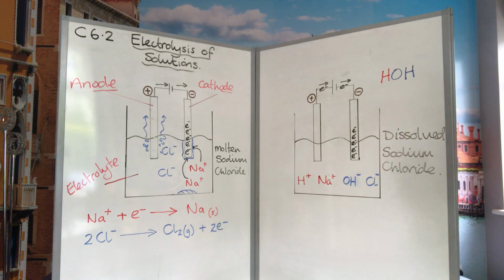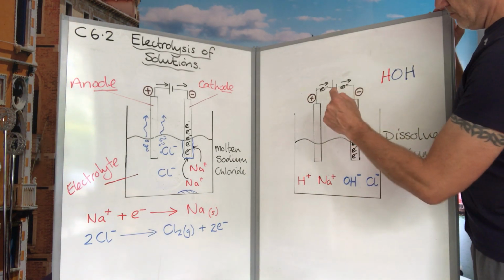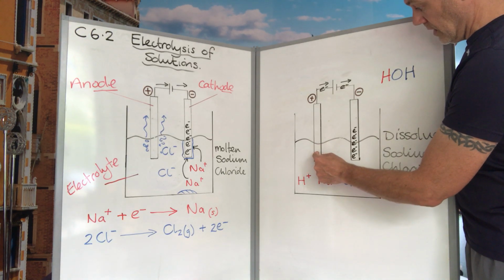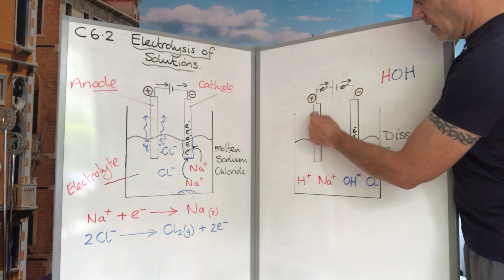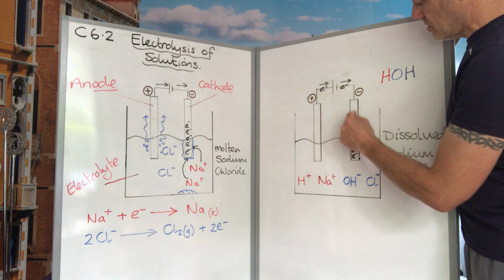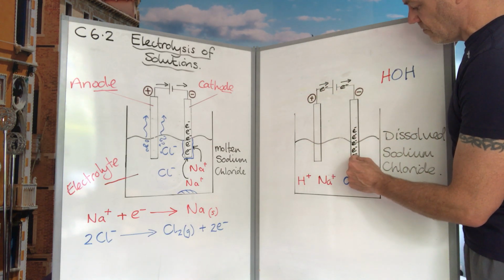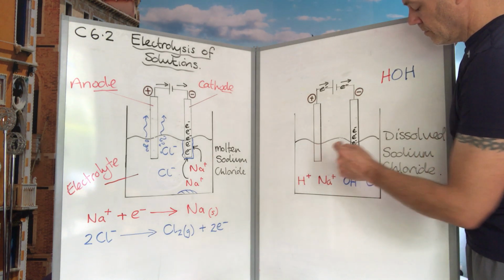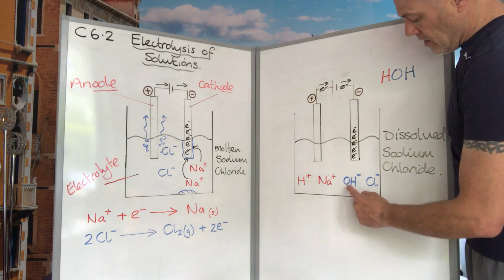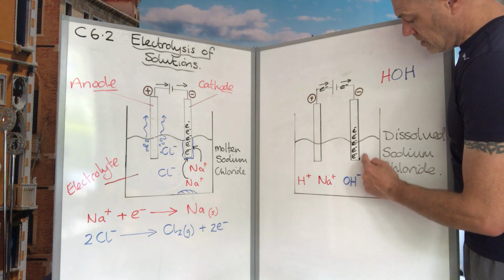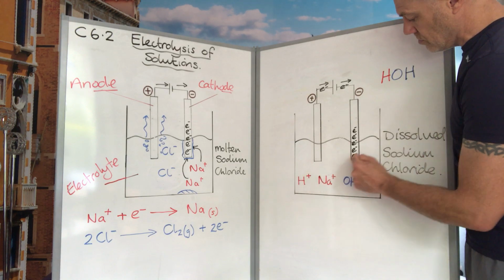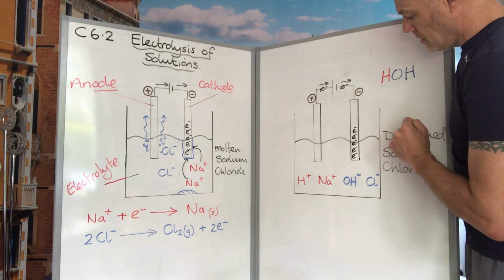Okay? Now exactly the same sort of process can take place. We switch on the power pack or the battery. Some of those delocalized electrons in the graphite are pushed around to this side, making this side negative, and this side that's lost electrons is now positive. The negative ions are attracted to the positive electrode, and the positive ions are attracted to the negative electrode.